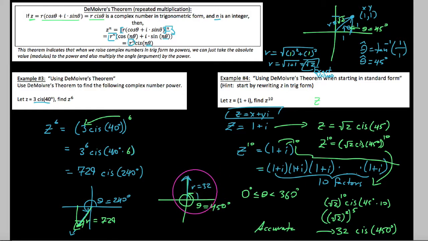The idea I want to present though is this. We should always use some angle between 0 and 360, or the smallest possible angle. So if you get 32 CIS 450 for an answer, the better way to write this is 32 CIS 90 degrees, because 90 is both between 0 and 360, but also the smallest possible angle that gets me from the positive x-axis to my vector.